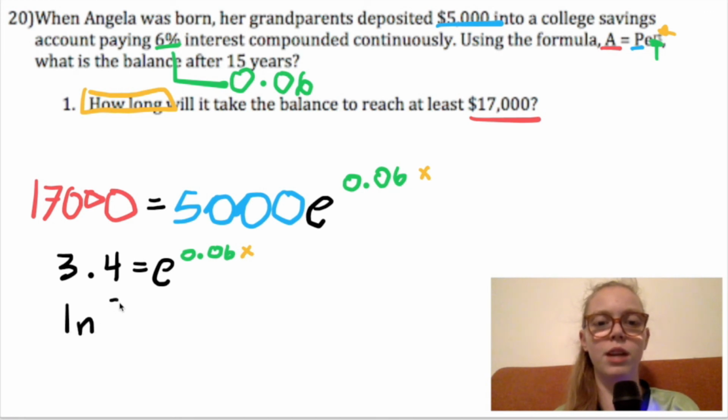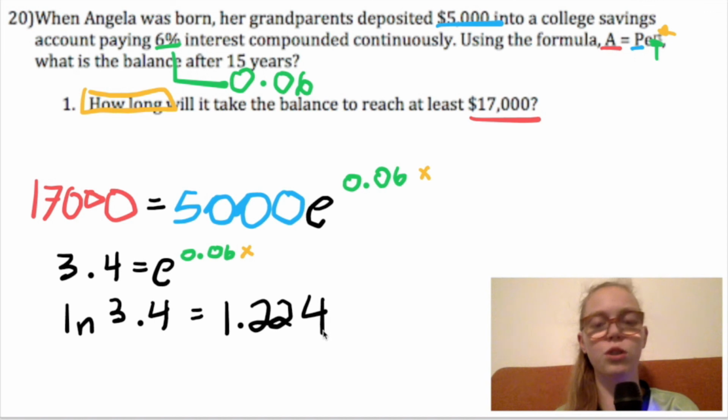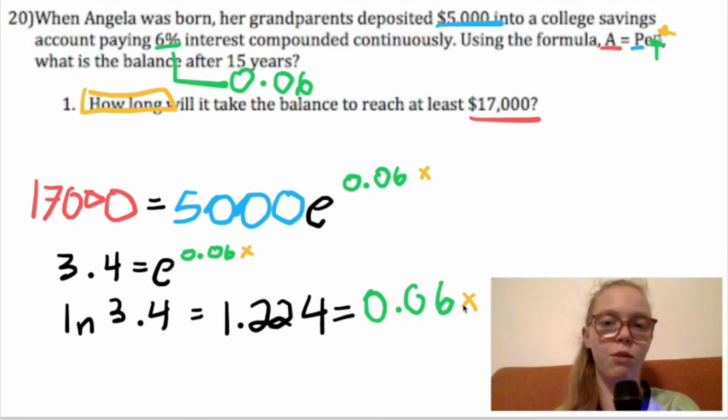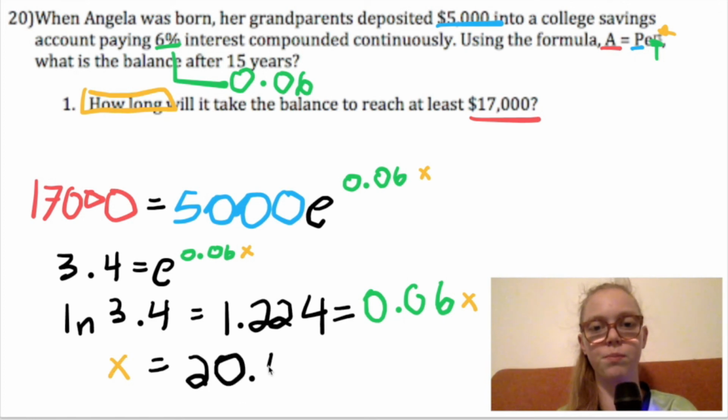Then we take the natural log of both sides, so we get ln 3.4 is equal to 1.22, which is equal to 0.06x. Now from here we just divide by 0.06 and we get that x equals 20.4 years.